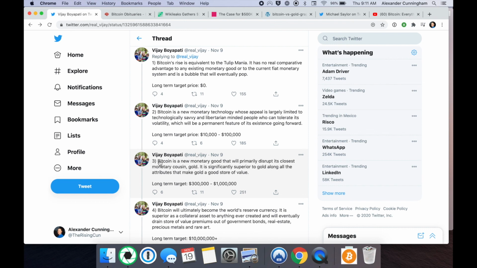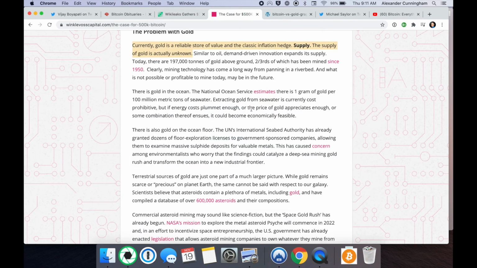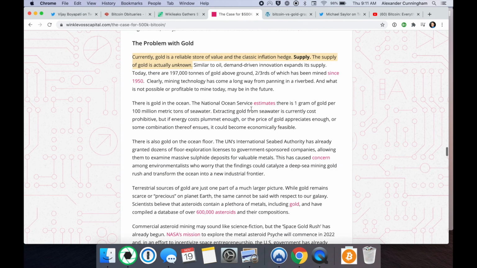Number three, Bitcoin is a new monetary good that will primarily disrupt its closest monetary cousin, gold. It is significantly superior to gold along all the attributes that make gold a good store of value. Long-term target, up to $1 million per Bitcoin. So why is this? Well, the Winklevi do an outstanding job of it in their article, The Case for 500K Bitcoin.